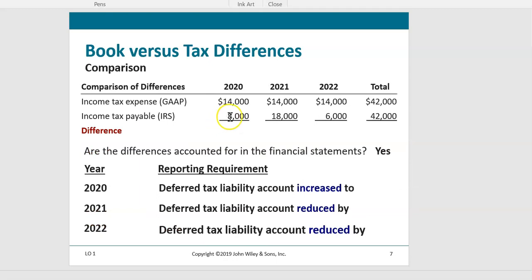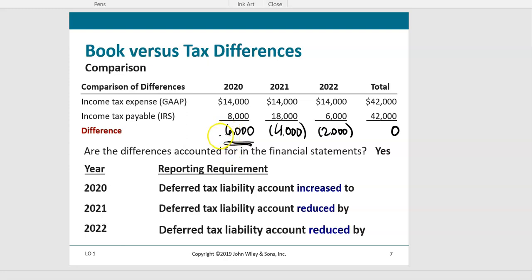Well, these differences in each of the 3 years, we know that it's $6,000 in year 2020. It's going to be negative $4,000 in year 2021, and it's going to be negative $2,000 in year 2022. We start with the first year, $6,000. We're saying that our expense on the income statement for income tax is $14,000, but we only have to make a cash payment of $8,000. We know that in the future we're going to have to pay this additional $6,000 to the government. It just wasn't taxed this period. It will be taxed in the future.